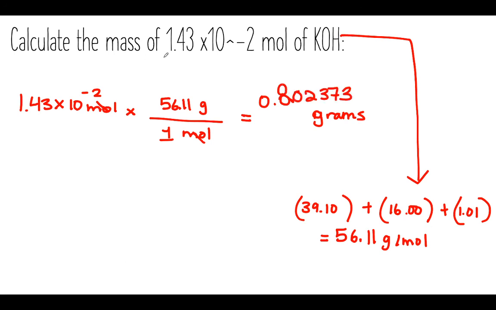0.802373. There are 2 significant digits in my question, so I only need 2 significant digits in my answer. So my answer is going to be 0.80 grams. Oh, there are 3 significant digits in my question, sorry. So there are 3 significant digits in my answer, so my answer is going to be 0.802 grams. And that's it.